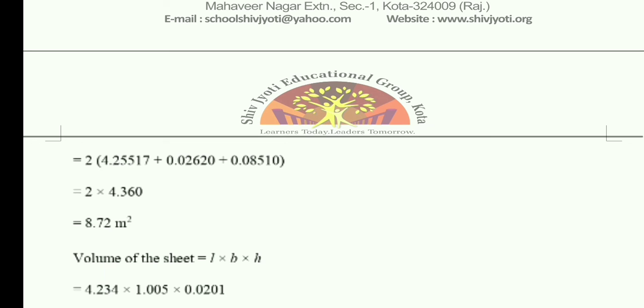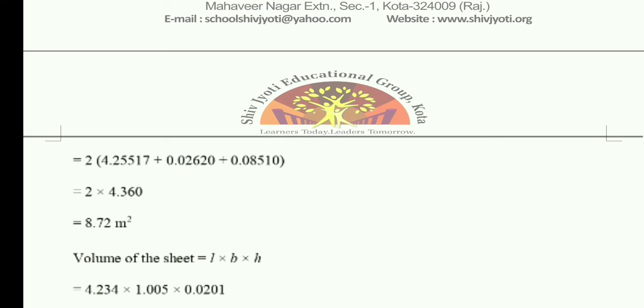After putting these values, we get the area equals to 8.7209478 meter square. Now we have to round off this result up to the three significant figure. Okay, so the answer will be 8.72 meter square. This is the area of the sheet.